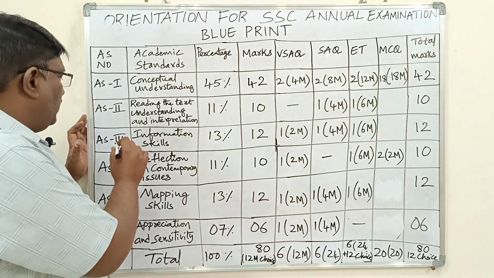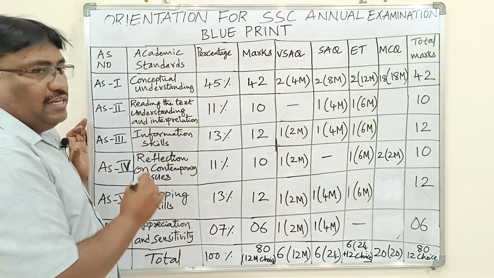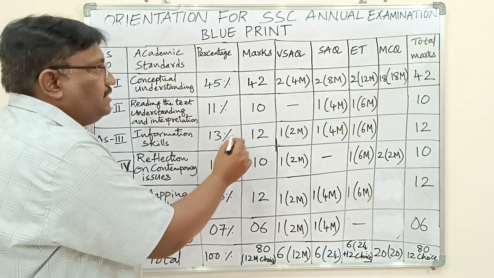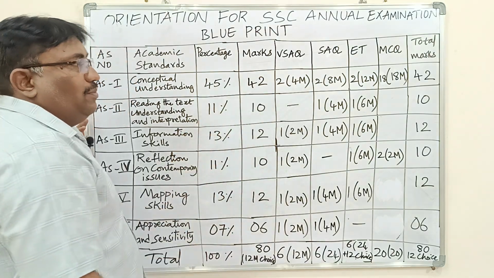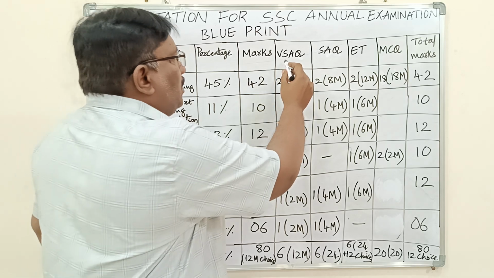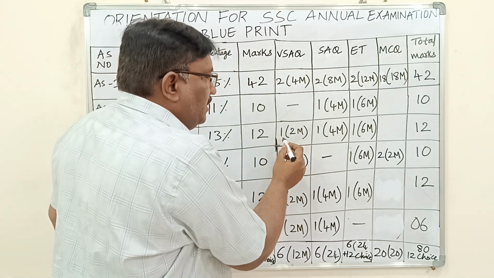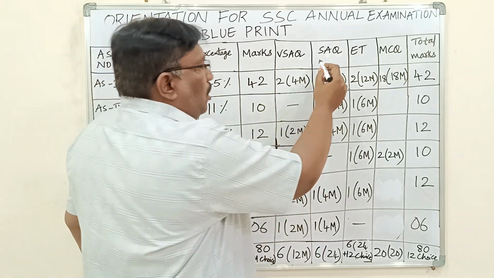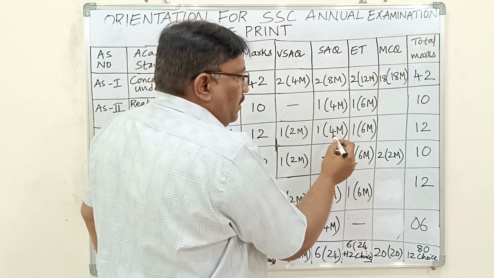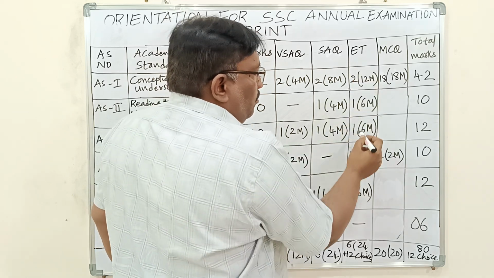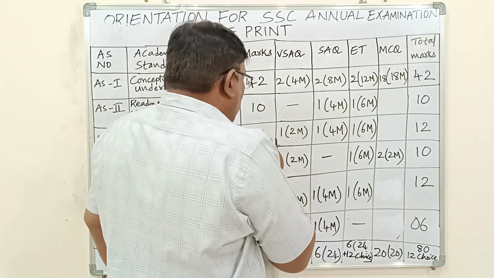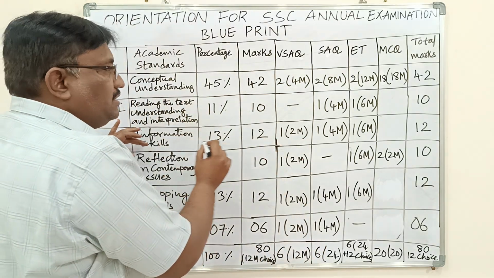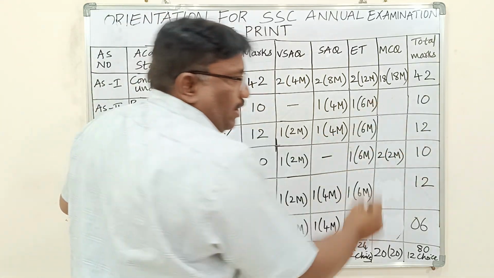Next, coming to the third academic standard, information skills, that is 13% and marks allotted are 12 marks. In the very short answer type, 1 question will be asked for 2 marks. Next, short answer type, 1 question for 4 marks, and essay type, 1 question for 6 marks. So overall the information skills academic standard will fetch us 12 marks.